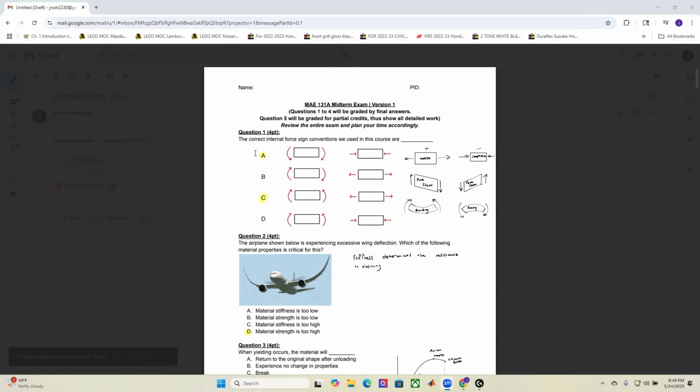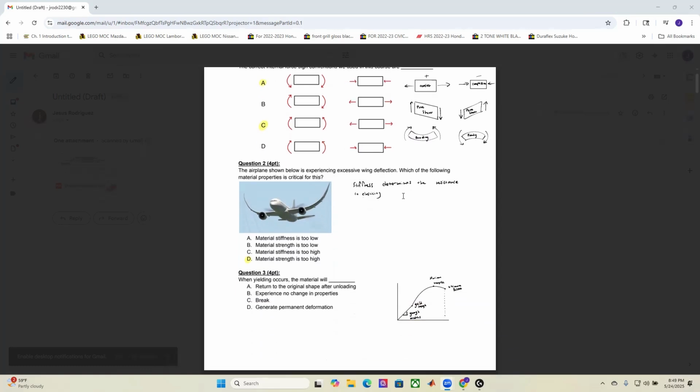So for A, it shows the negative sign, so it would be in compression, and then also going downward motion, so that's the bending. And as well for C, it shows positive force. So the force is exerting outside of the body, and then the bending is going upwards.